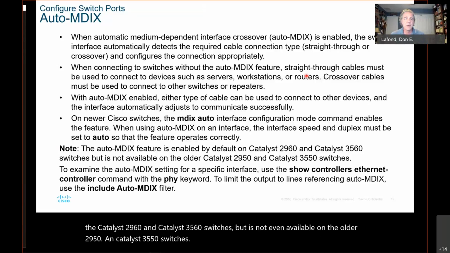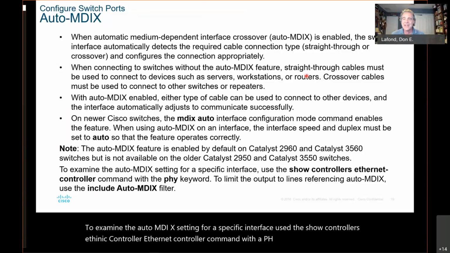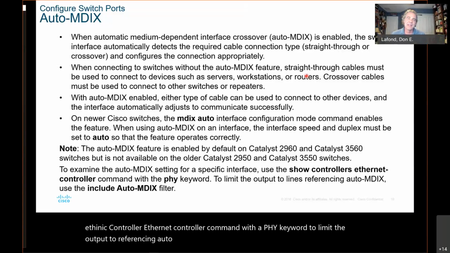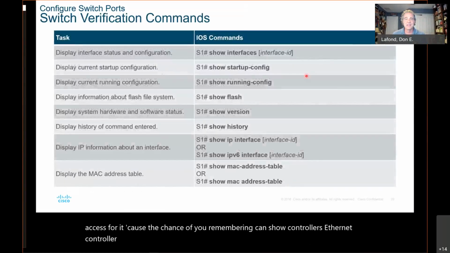To examine the Auto-MDIX setting for a specific interface, use the show controllers ethernet-controller command with the phy keyword. To limit the output to referencing Auto-MDIX, use the include Auto-MDIX filter. Now, again, that is a command that you want to add to your notebook so you have ready access to it, because the chances of you remembering show controllers ethernet-controller with the phy command is pretty slim, if you ask me. Now, here are some switch verification commands.